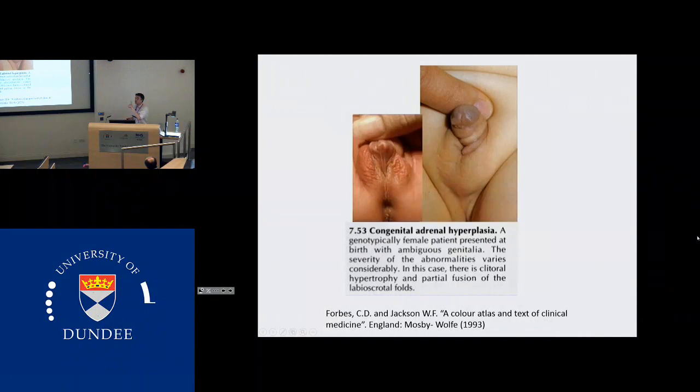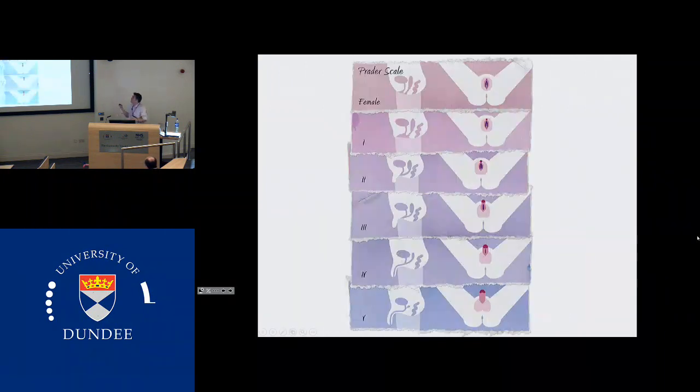So this picture is of two girls with congenital adrenal hyperplasia. And as you can see from the diagram, they have varying degrees of virilization. Sometimes in endocrine we use this thing called the Prader scale, and this shows the degree, with normal female anatomy and male anatomy being at the bottom, and you can have a great variation between this. And the congenital adrenal hyperplasias can appear anywhere along this spectrum.